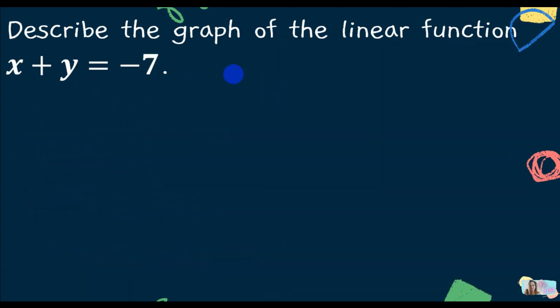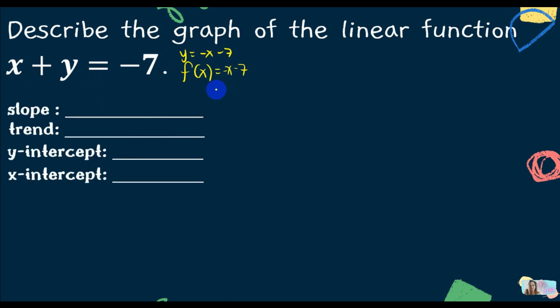Okay, next we have x plus y is equals to negative 7, and we can rewrite this as slope-intercept form, right? We have to look for the additive inverse of x, and that is negative x. So, add it on both sides of the equation, magkakaroon ng y is equals to negative x minus 7. And from here, we can write it as function notation, which is f of x is equals to negative x minus 7. So, from here, we can write the slope, the trend, the y-intercept, and the x-intercept.